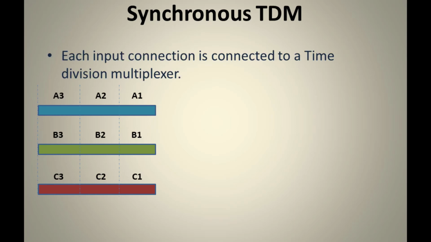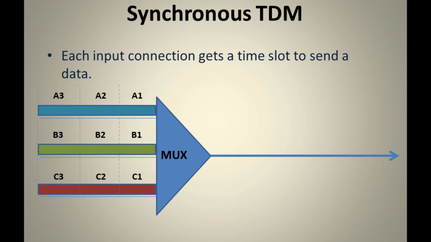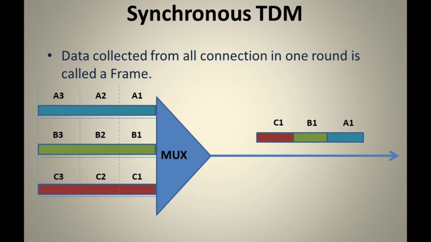Then each input connection is connected to a time division multiplexer. So this is a time division multiplexer, and each input connection gets a time slot to send the data. First A will get the chance, so A will send in the first slot. So it sends A1, then we have B1, then we have C1. This entire thing, that is A1, B1, C1 combined, becomes the first frame.